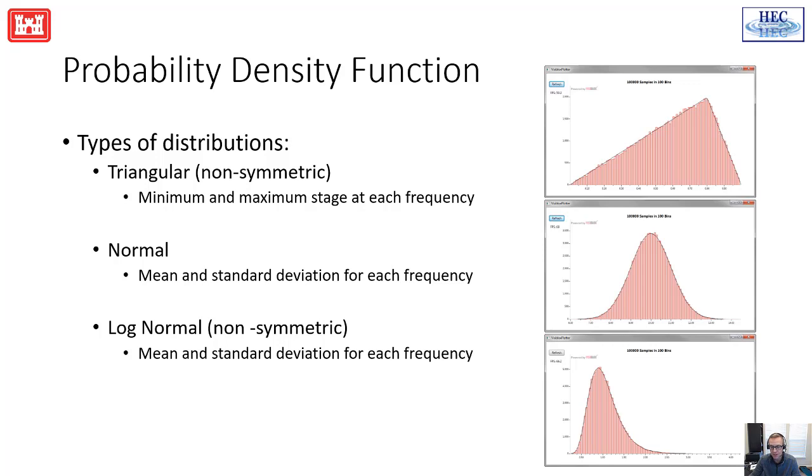As hydraulic engineers, we prefer the triangular distribution because, as we discussed previously, we have more confidence in the minimum water surface profile and typically have less confidence in the maximum water surface profile. Therefore, the uncertainty distribution fits the triangular distribution better.